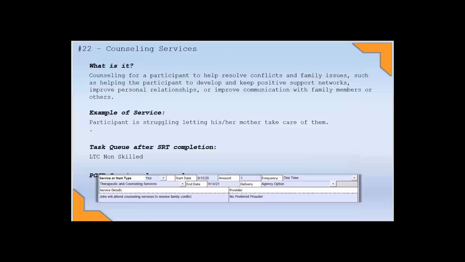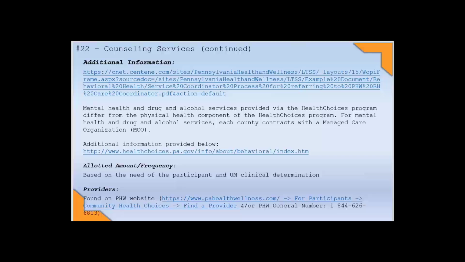Moving on to counseling services. So this is to help a participant resolve conflicts and family issues. An example, a participant is struggling letting his or her mother take care of them. Same thing for the follow-up here, this is the same additional information websites as from the previous one that you can look at to provide a little bit more guidance and information for you.